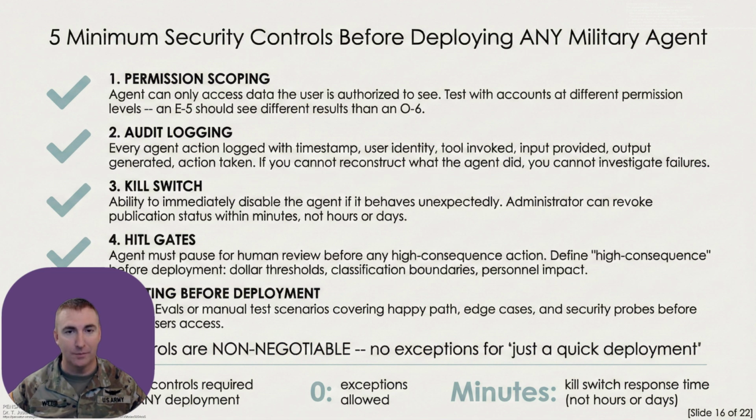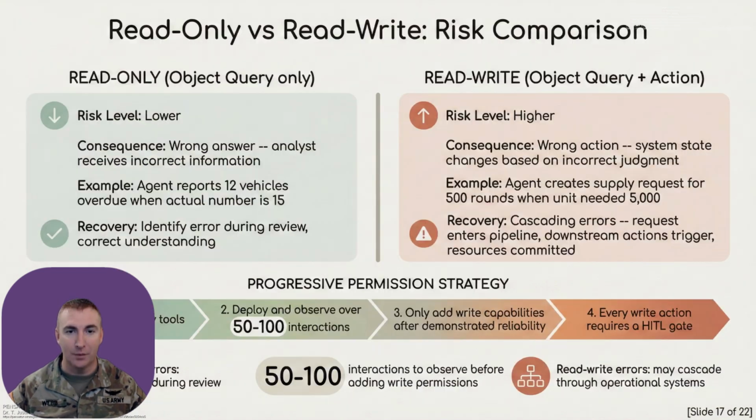One of those controls, permissions, deserves a closer look. A read-only agent that makes a mistake gives you a wrong answer. You catch it in review and move on. A read-write agent that makes a mistake changes real systems. It creates a supply request for 500 rounds when you needed 5,000. That error enters the pipeline and cascades. Start every agent read-only. Observe 50 to 100 interactions. Add write capability only after the agent proves reliable. Minimum viable permissions. Expand only with evidence. Permissions control the blast radius.